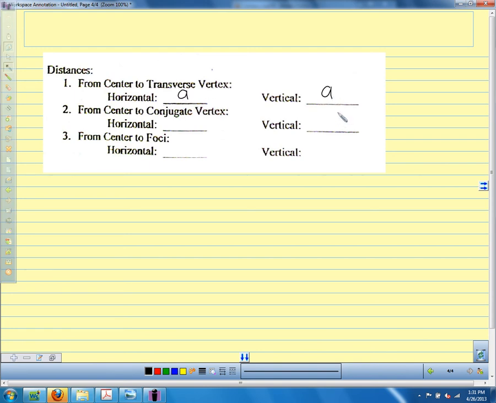A always tells us how far we need to move from the center to get to the transverse vertex. B always tells us how far we need to move from the center to the conjugate vertex. And c tells us how far we need to move from the center to get to the foci for each type of hyperbola. And this is the same for ellipses. These numbers tell us the same things about ellipses.